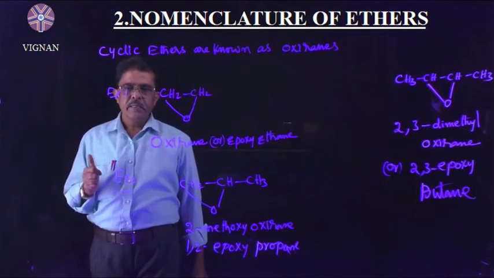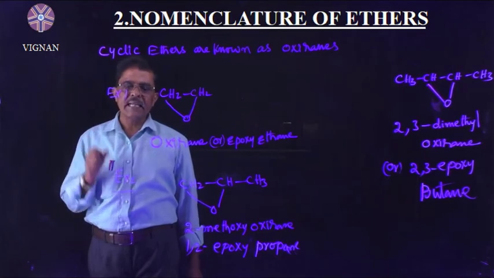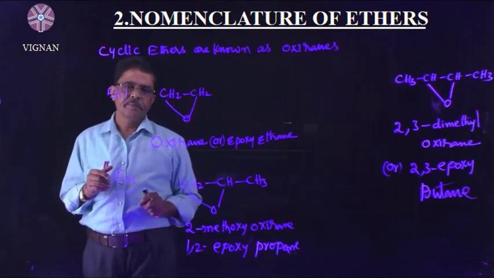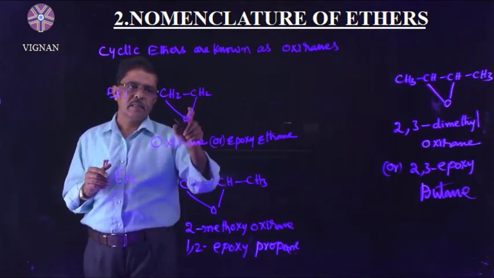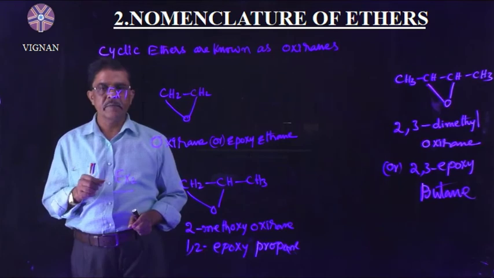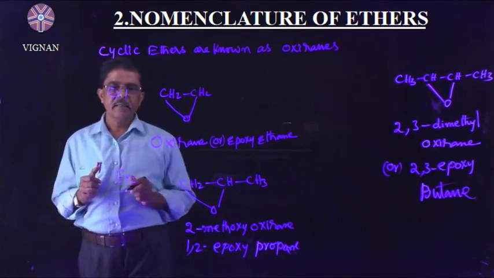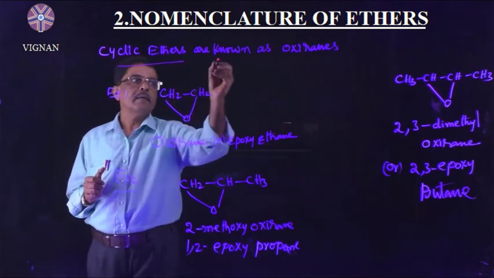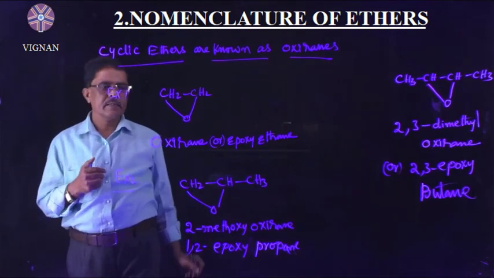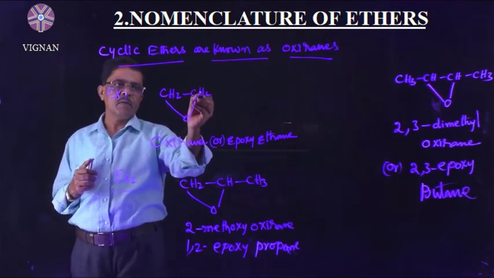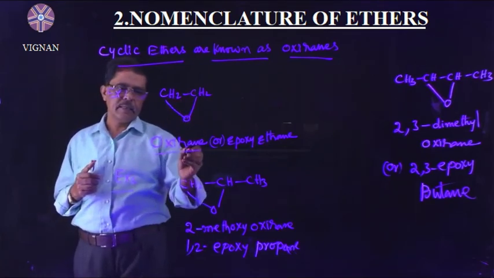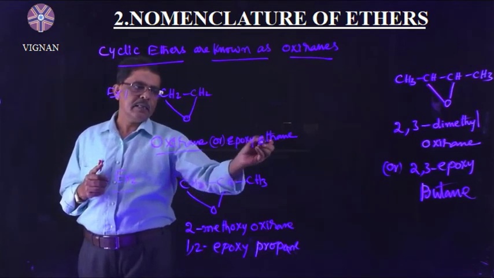Okay, students, the nomenclature of cyclic ethers. Cyclic ether means cyclic in structure. That means an oxygen added between the first carbon and the last carbon in the compound is said to be a cyclic ether. Cyclic ethers are known as oxiranes. This is CH2-CH2 with O. This is called oxirane. This oxirane is also named epoxyethane.